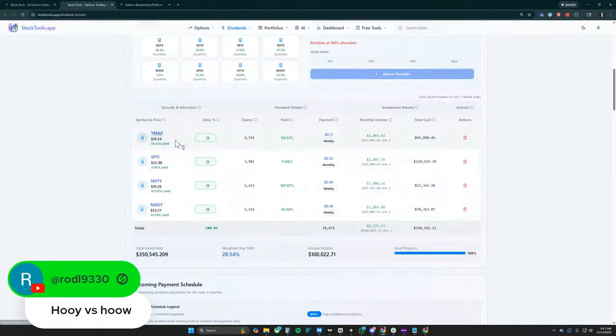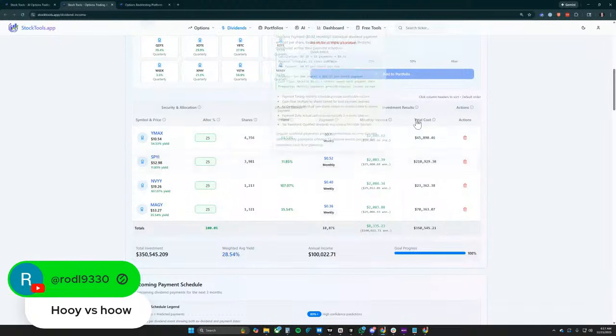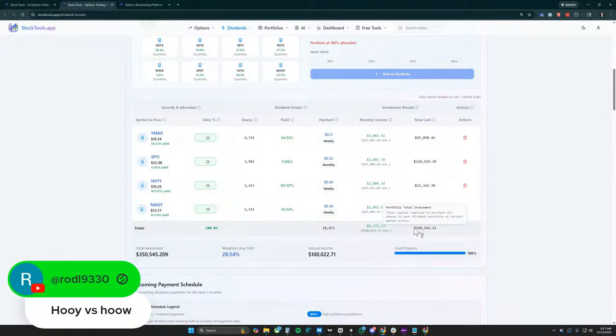So you can see the last payment, the payment type, what the monthly income is going to be, how much that position is going to cost, and then the total. Okay, if we want to make 100 grand with this portfolio, we only need a $350,000 position to generate $8,000 a month in yield. But as we both know, the weighted average yield.